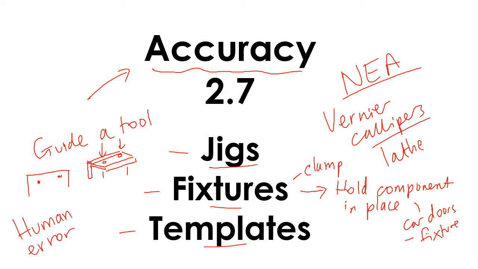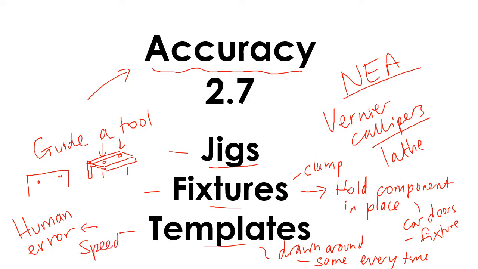And templates are as easy as they sound. Things that are drawn around to make sure things are cut out the same every time. And if you think, why do we use templates? Well, again, it's to remove human error and speed up production. You're not having to measure things, it's less human error, and things are going to be much more accurate.